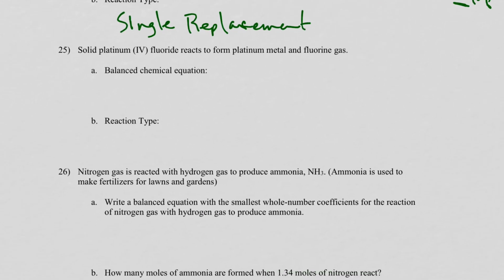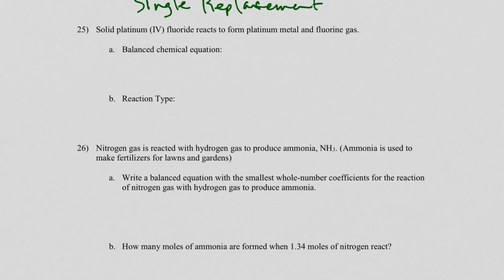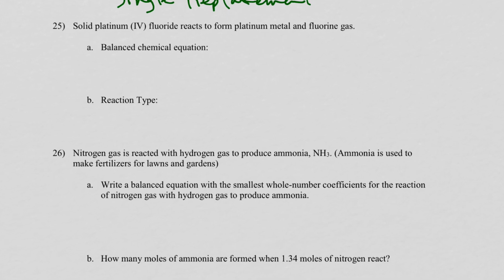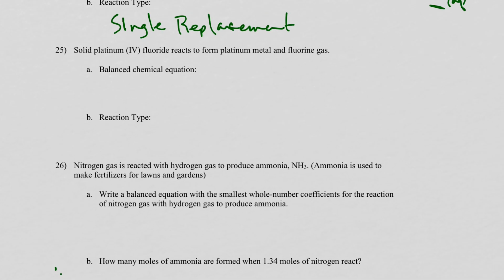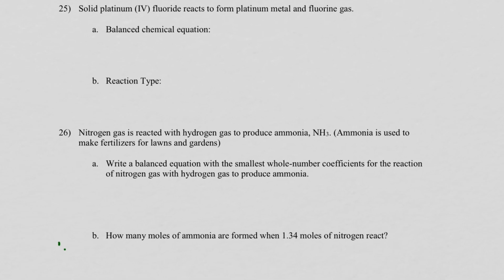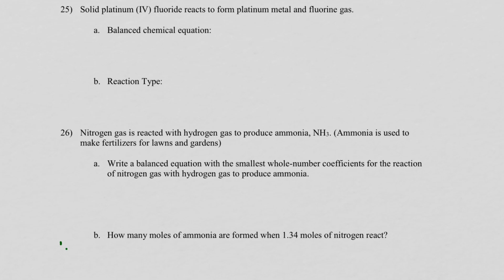Number 25. Number 25 is solid platinum(IV) fluoride. So step 1, platinum 4 means that it was platinum plus 4. Fluorine is F-, so we're going to end up with PtF4. And again, it tells you that it's a solid. And then it says reacts to form, so we're immediately going to our yield sign.